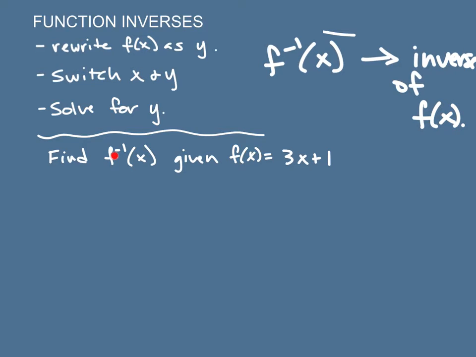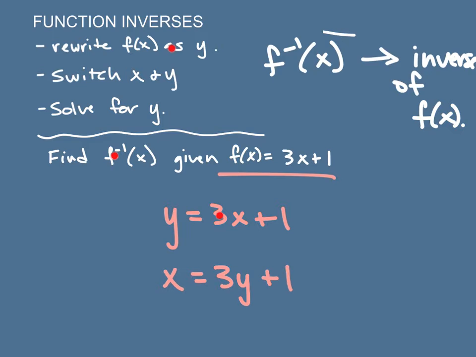Let's first rewrite f of x as y. So let's take this example here, and I'm going to write this as y is equal to 3x plus 1. Now, the next thing I want to do is switch x and y. So switch these two values, and we're going to get that x is equal to 3y plus 1.